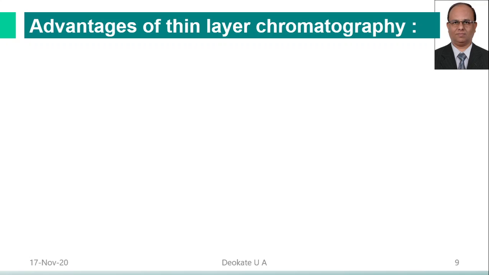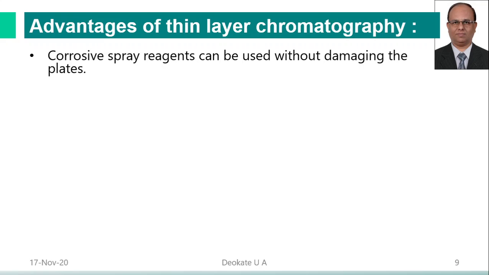What are the advantages of thin layer chromatography? The basic advantage of thin layer chromatography against paper chromatography is that corrosive spraying reagents can be used without damaging the plates, because paper chromatography is composed of cellulose, and this cellulose may get damaged with sulfuric acid visualizing agents. For many identifications, we need to use such corrosive agents, and that is only possible if you are using thin layer chromatography.